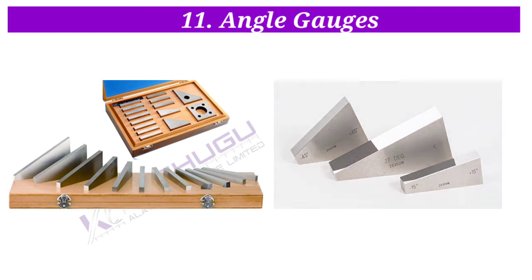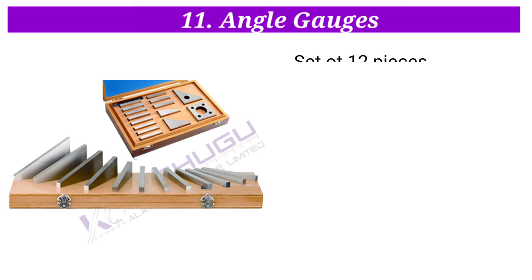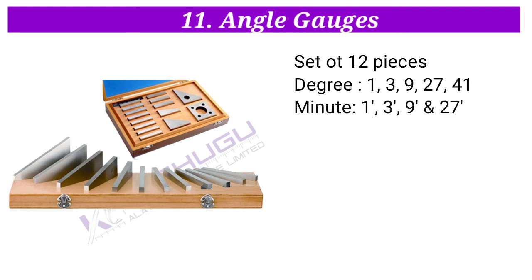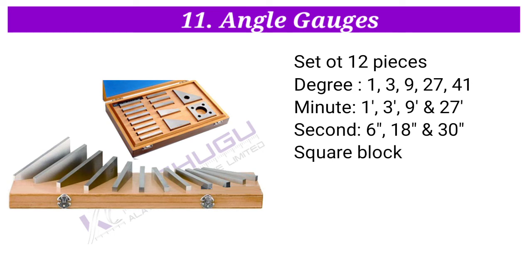One set consists of 12 pieces and a square block, in a 3 series of values of angle, such as 1 degree, 3 degree, 9 degree, 27 degree and 41 degree, 1 minute, 3 minute, 9 minute and 27 minute, and last 6 second, 18 second and 30 second. Another set contains 13 pieces and a square block, in which only the piece of 3 seconds is added.